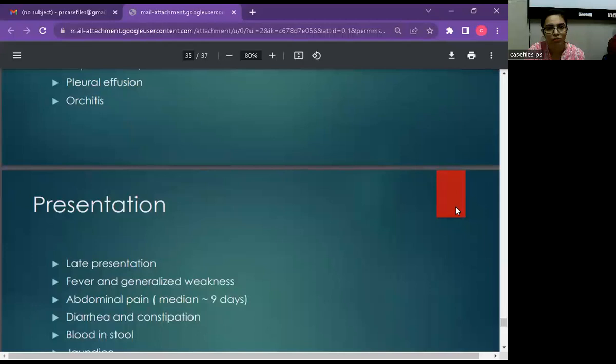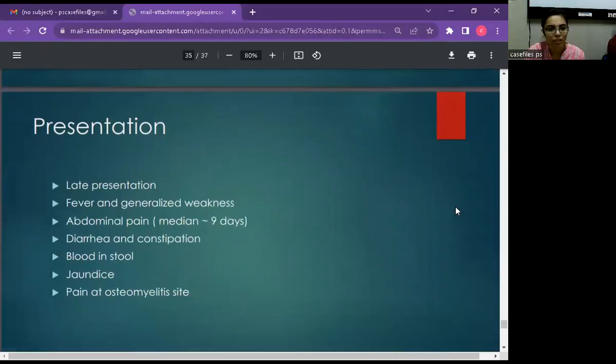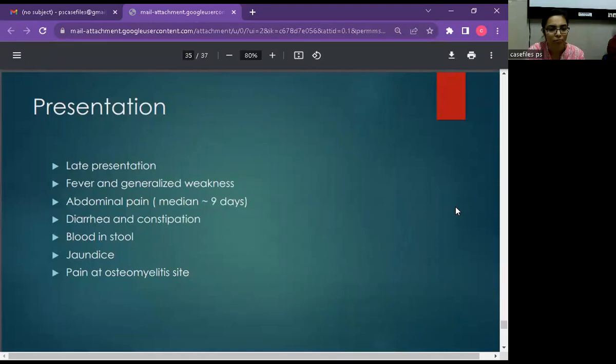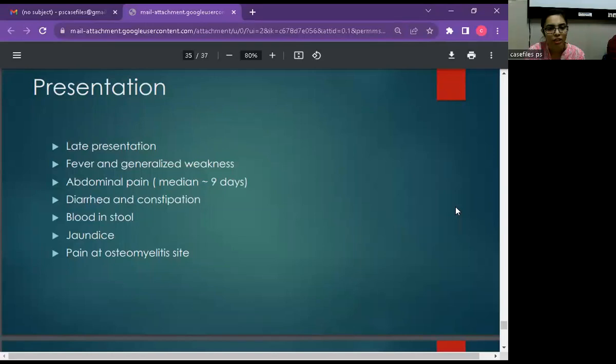Presentation of typhoid is mostly late. The common features are fever and generalized weakness. Most commonly, patients present with abdominal pain, which occurs at a median of 9 days of infection. Early presentation can involve diarrhea, and in the late course of the disease, it can involve constipation. Patients can present with blood in stool, jaundice if there is involvement of the gallbladder, and pain at the osteomyelitic site in osteomyelitis.